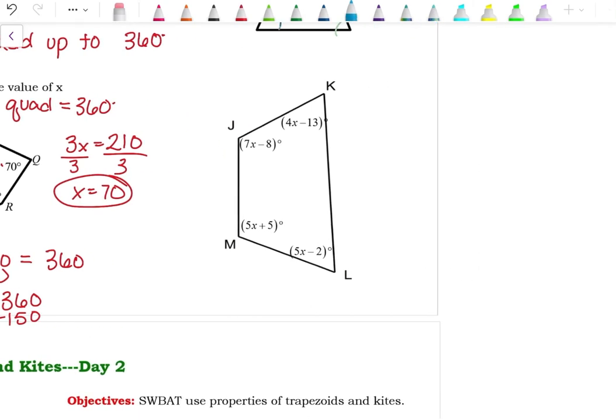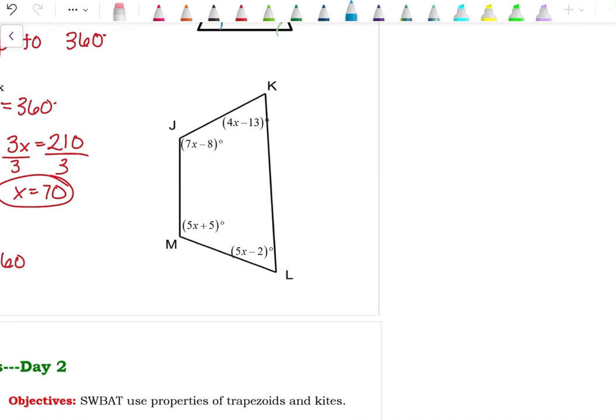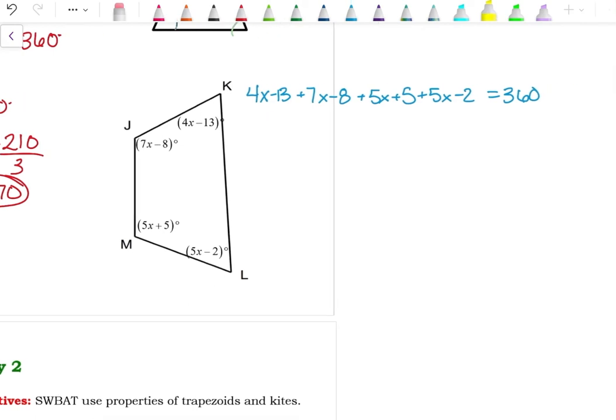Same goes for this example. Add up all 4 of my angles. 4x minus 13 plus 7x minus 8 plus 5x plus 5 plus 5x minus 2. And it should all add up to 360 because that's a quadrilateral, and quadrilaterals will always add up to 360 when you add up all the angles.